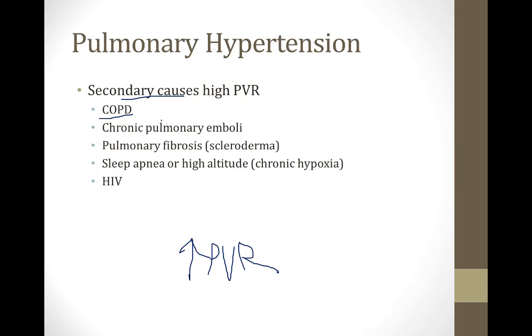You can also have pulmonary hypertension from chronic pulmonary emboli. You can see this in pulmonary fibrosis, like people with scleroderma develop. People who have sleep apnea or live at high altitudes have chronic hypoxia, and this constricts vascular beds in the lungs, and that can raise the PVR. And then finally, end-stage HIV is associated with pulmonary hypertension from raising the pulmonary vascular resistance.